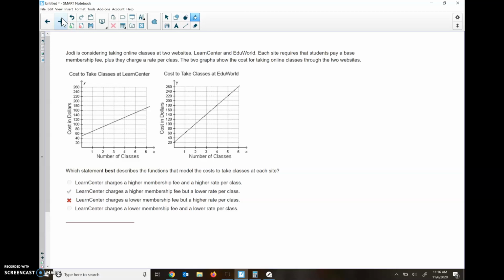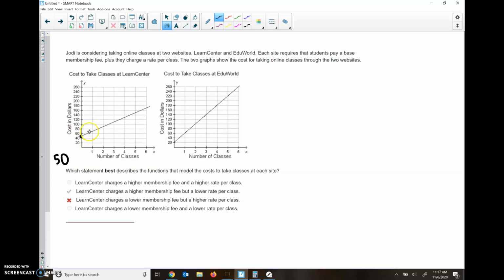Here, Jody is considering taking online classes at these two places, Learning Center and EduWorld. Each of them requires a membership fee and a rate per class. And then we have two graphs that show the information. So let's look at the graphs and see what we could find out. It looks like this one starts between like 40 and 60, usually like to file paperwork or something. So $50 to file the paperwork and to apply.